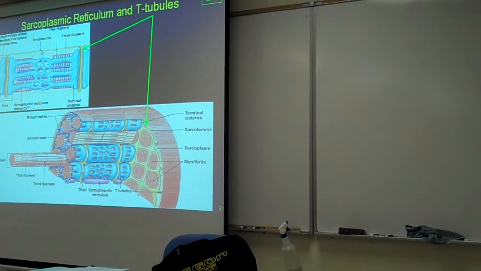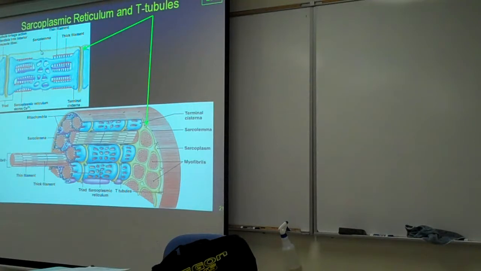What are the components of a triad? One T-tubule, two terminal cisternae. Function of terminal cisternae? Release the calcium. How's it released? So you can get the words divvied up a little.